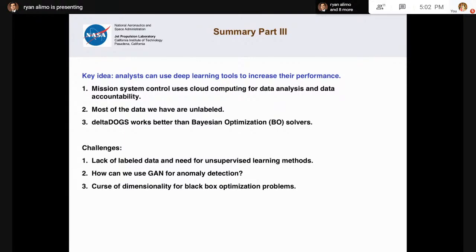Delta DOGS again is much more efficient than Bayesian optimization. I would be happy to share the code. It's open source. You can use that for different applications you have.